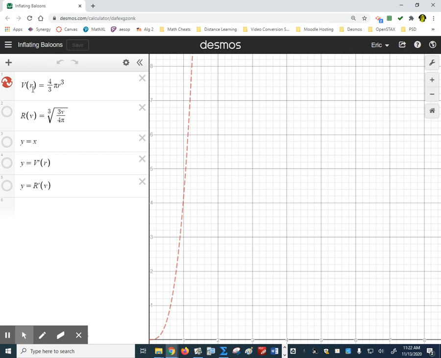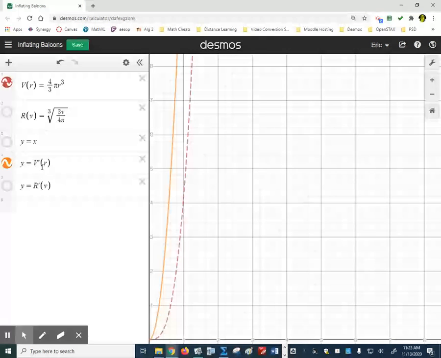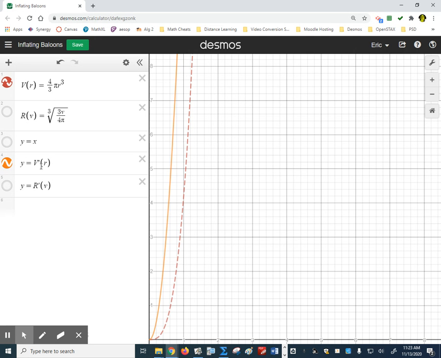So here's V of r, right? And that makes sense, right? That's 4/3 pi r cubed. It's going to go up as a power function, as r cubed goes up, pretty fast. If I look at the rate of change, if I look at V prime of r, man, it's even steeper, right? The further we go out to the right, the bigger the value of r, the faster the rate of change is going to be, okay?